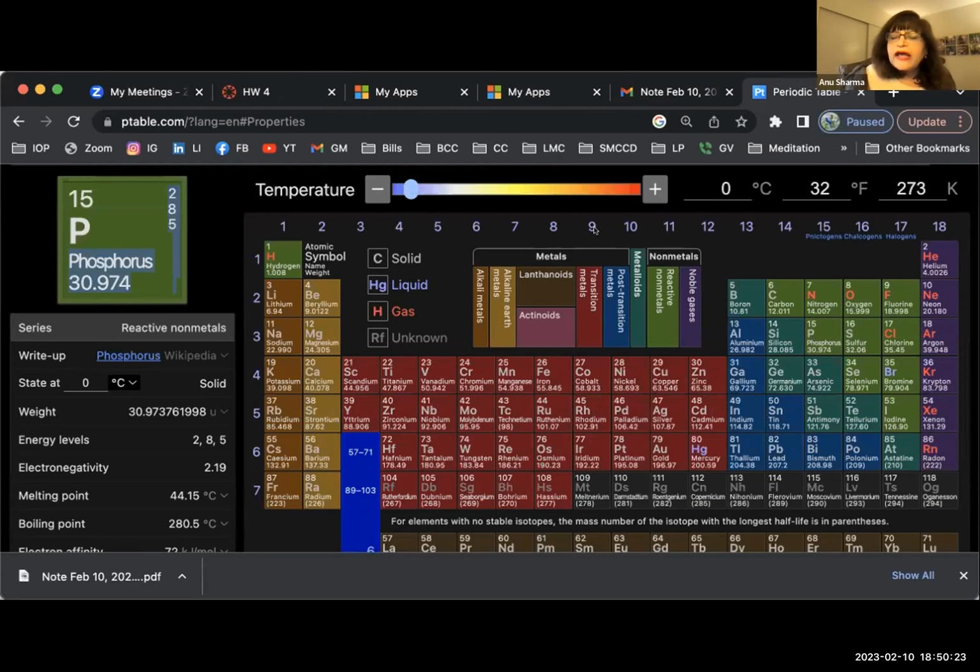Okay, so now I have this periodic table opened up. You see the numbers on the top are the atomic numbers. The number 1 is for hydrogen, 3 for lithium, 4 for beryllium, 5 for boron, 6 for carbon, 7 for nitrogen, 8 for oxygen, 9 for fluorine, and 10 for neon, and then 11 for sodium, 12 for magnesium. These also mean the number of protons. The number on the top is the number of protons also.